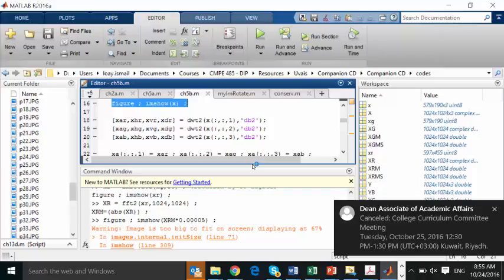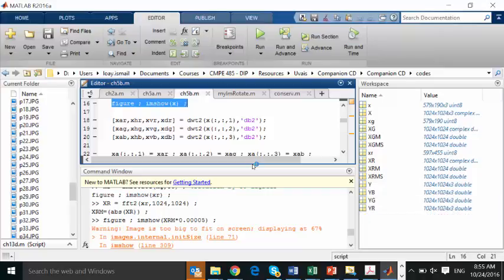Here we have the approximation. A here stands for approximation. X is the name of the figure. A is the approximation for the red component, and this is the horizontal detail for the red component, vertical detail for the red component, diagonal detail for the red component. The same thing will be applied for the green and the blue.